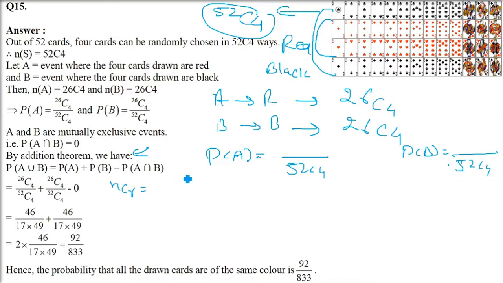NCR you will be able to find out. 52C4, we have done a lot of questions, so I'm giving it to you. Now 26C4 again, this also you can find out.